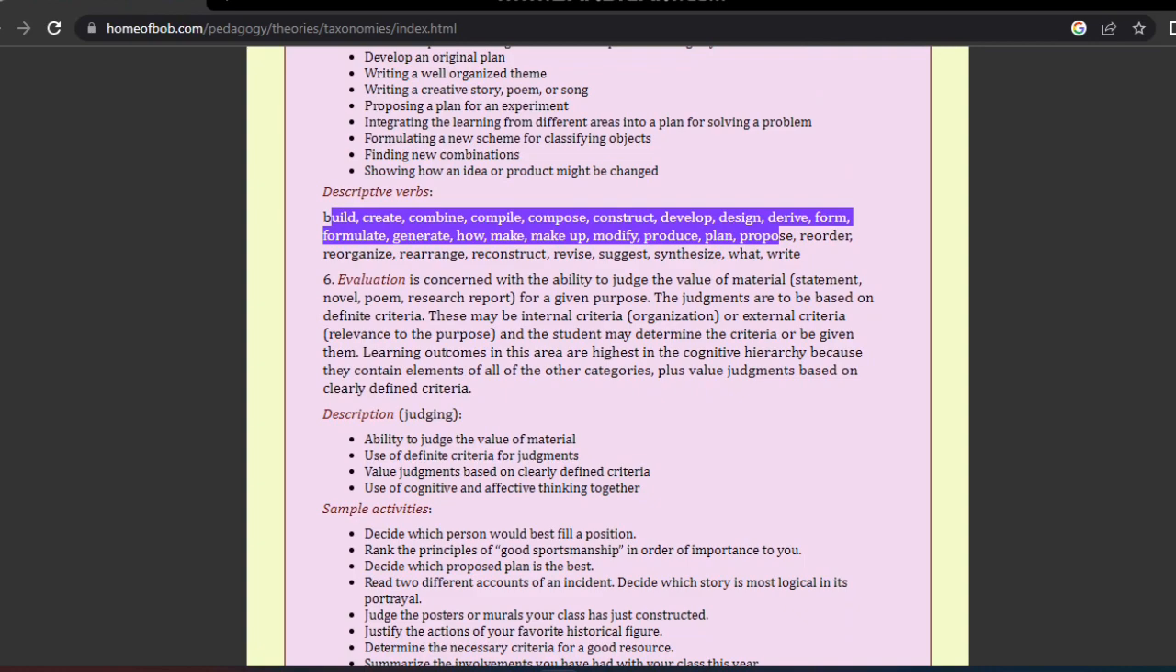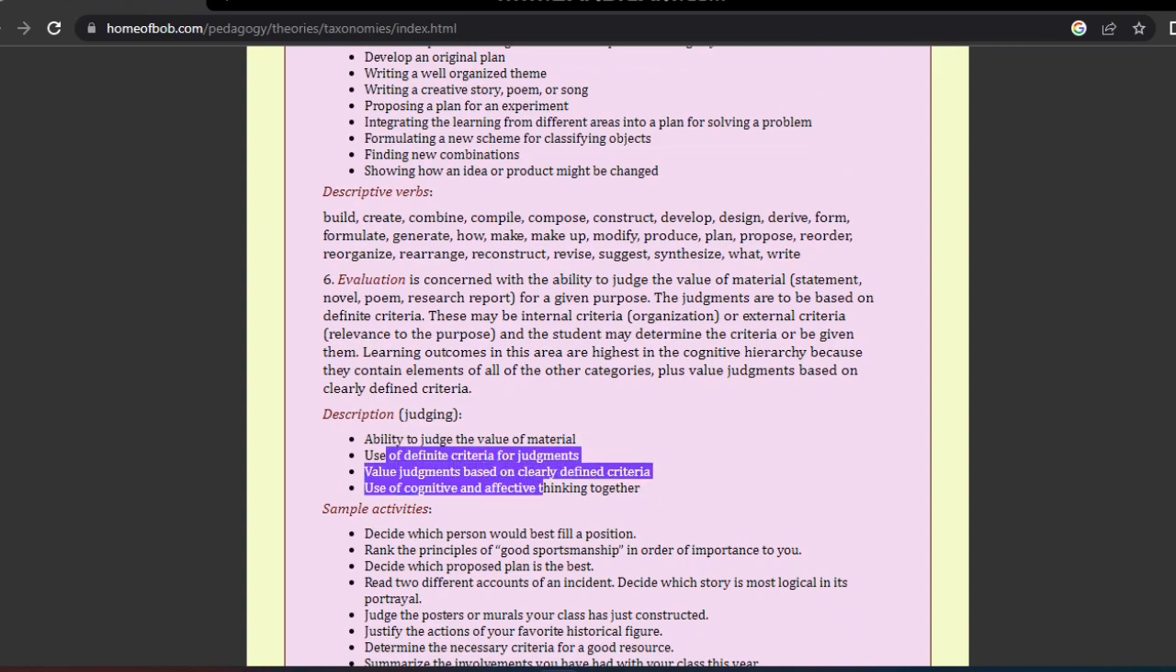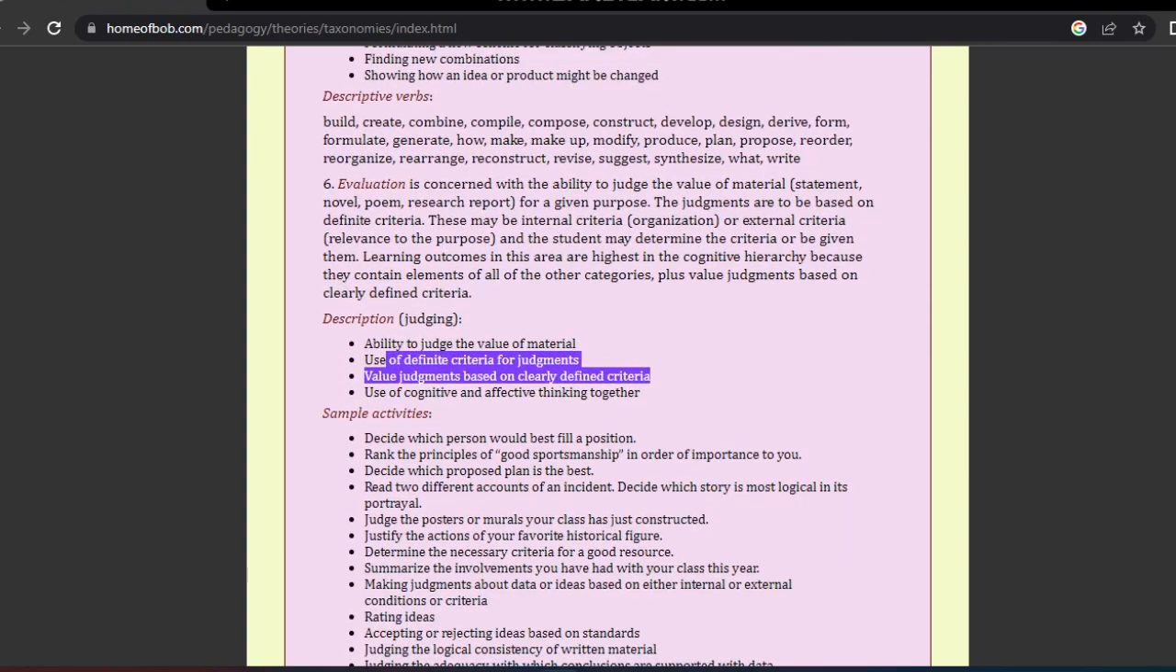And here is the description for evaluation, that is ability to judge the value of material, use of definite criteria for judgments, value judgments based on clearly defined criteria. And here you can see sample activities: decide which person would best fill a position, etc.